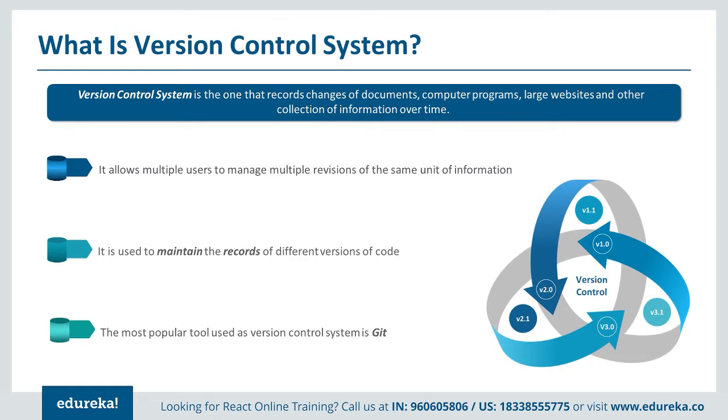Now to achieve this functionality, we use GitHub. With GitHub, we can share our code very easily. Version control is a system that records changes to a document, computer program, large website, and other collections of information over time. It allows multiple users to manage multiple revisions of the same unit of information. It is used to maintain the record of different versions of code. The most popular tool used for version control is Git.